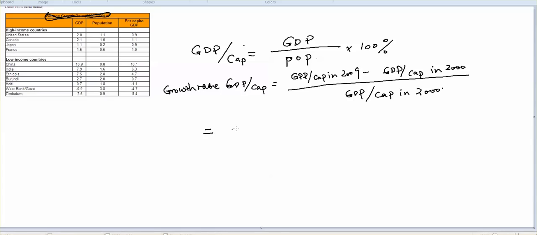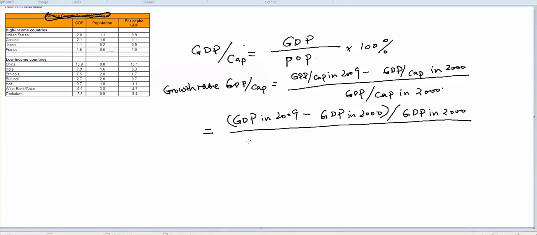So by a certain transformation, we will find the growth rate of GDP per capita equals the GDP in 2009 minus GDP in 2000, in parentheses, don't forget parentheses, divided by GDP in 2000, and divided by the population in 2009 minus population in 2000 in the parentheses, divided by population in 2000.